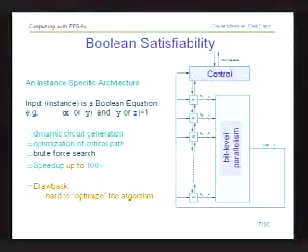There's some more detail on the satisfiability that I was talking about. Basically, in satisfiability, you take a Boolean equation and you're trying to find an assignment to the input variables that will make this equation true.